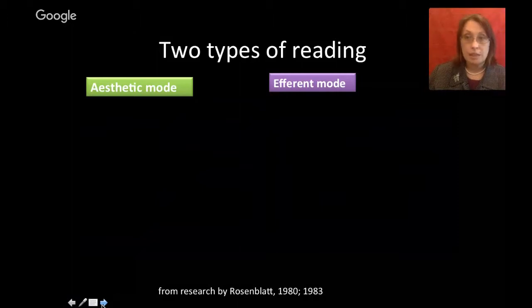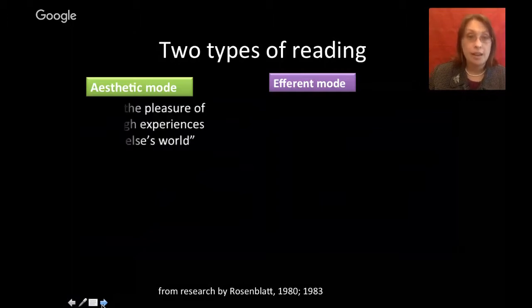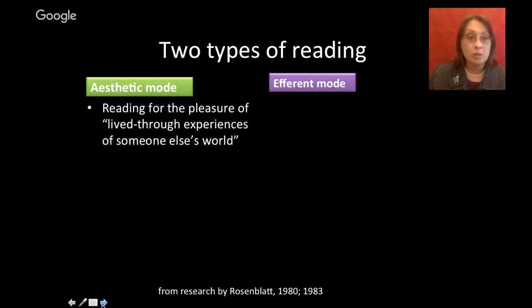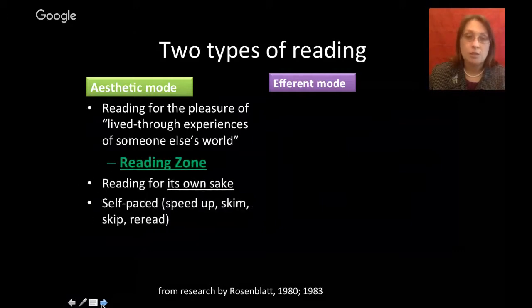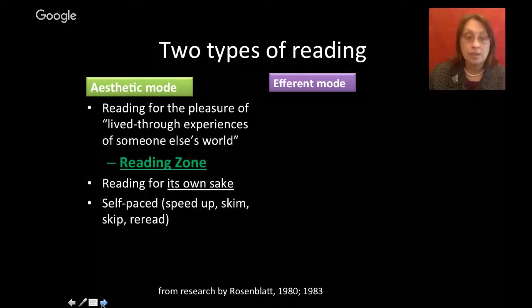Now, I'm going to get a little bit into some college level stuff, but I really feel like it's good for you guys to know this information. First of all, there's two types of reading. There's aesthetic mode and there's efferent mode. Aesthetic mode is where you're reading for the pleasure of living through experiences in someone's world. So when you've read a book that you've chosen and you really, really love it, you're in aesthetic mode. You're reading because you are excited about what you're reading. This is called the reading zone.